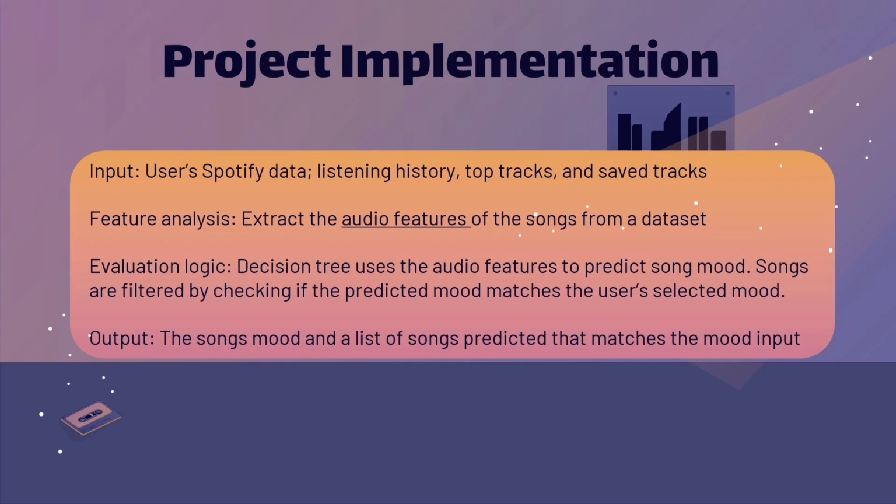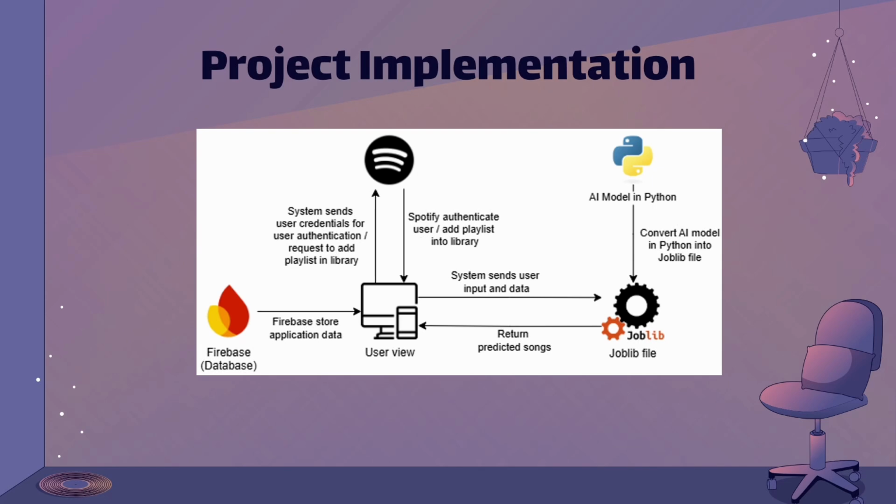So, using the features explained just now, the machine learning will use it to predict the song's mood, and then the songs will be filtered by checking if the predicted mood matches the user's selected mood. Lastly, this machine learning will produce an output of the song's mood and a list of songs predicted that matches the mood input. This is the software architecture of the system.